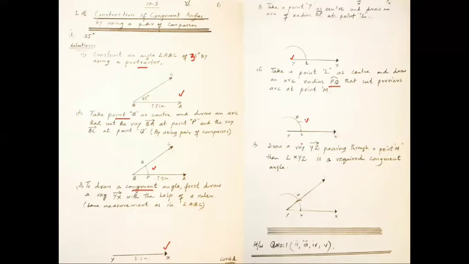Dear student, draw YZ passing through the point M. Now XYZ is the required congruent angle of 35 degrees. Dear student, this is the procedure to draw the congruent angle of 35 degrees. Simultaneously, you have to draw the rest of this question, part number 2, part number 3, part number 4, part number 5.